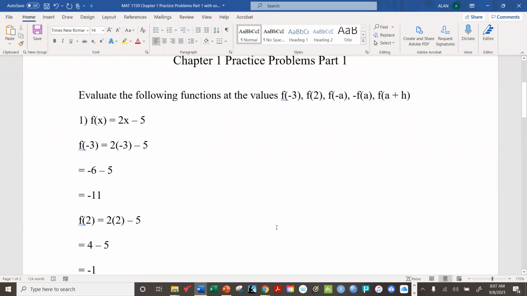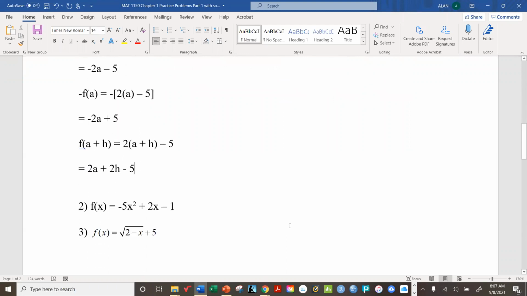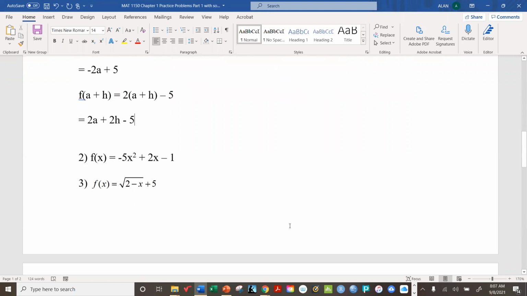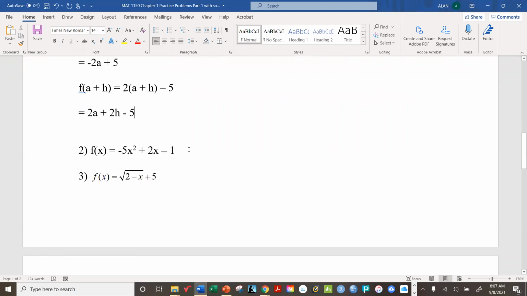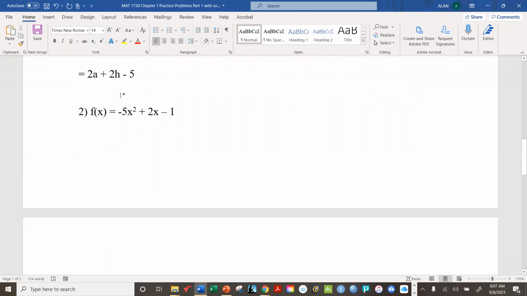All right, now if only they were all this easy. It doesn't quite work that way though. Yeah, they're going to get a little bit messier as we go along, especially when we start getting involved with squares and square roots. So it's kind of unfortunate, but we can do it.